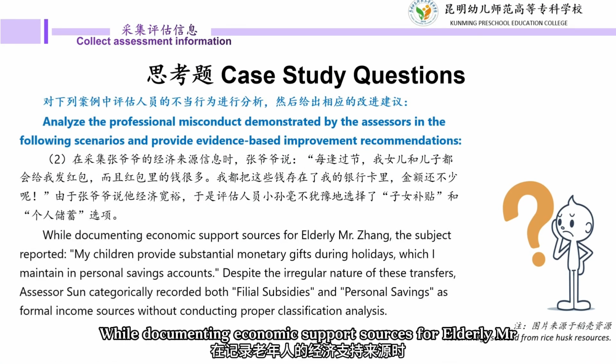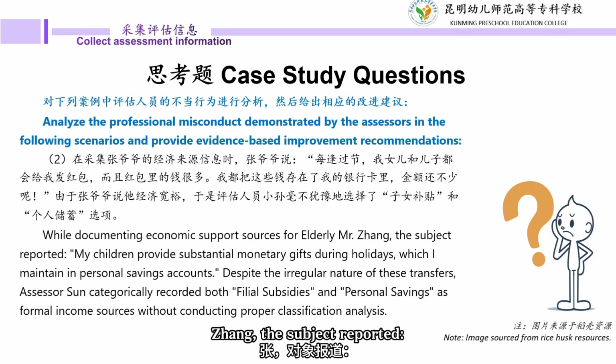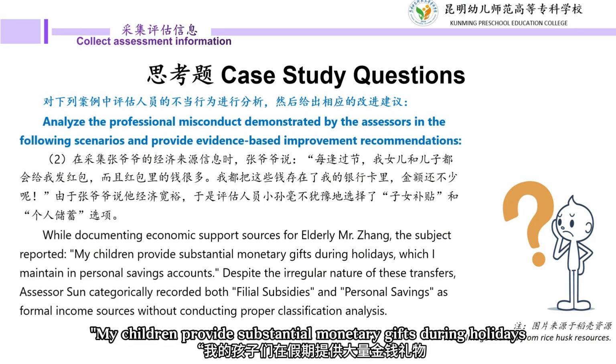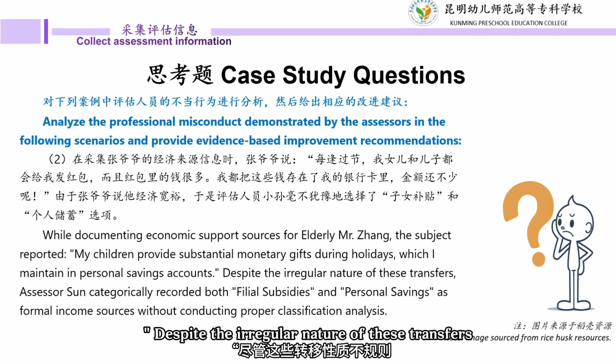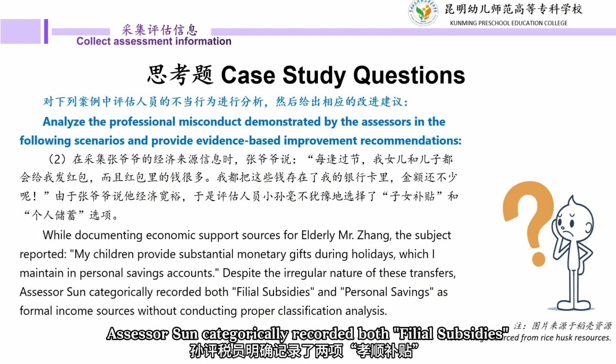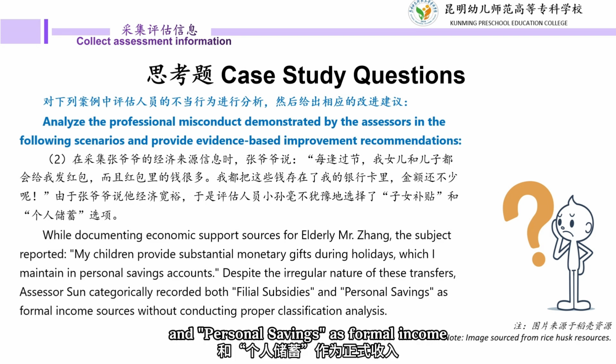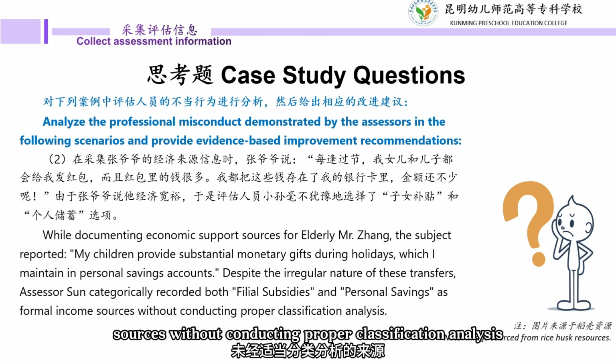While documenting economic support sources for elderly Mr. Zhang, the subject reported, "My children provide substantial monetary gifts during holidays, which I maintain in personal savings accounts." Despite the irregular nature of these transfers, Assessor Sun categorically recorded both filial subsidies and personal savings as formal income sources without conducting proper classification analysis.